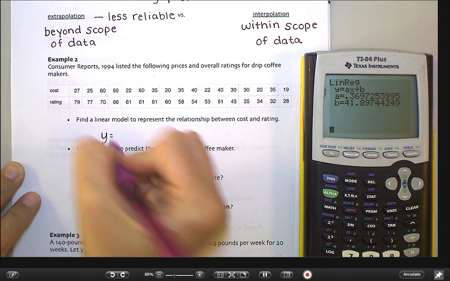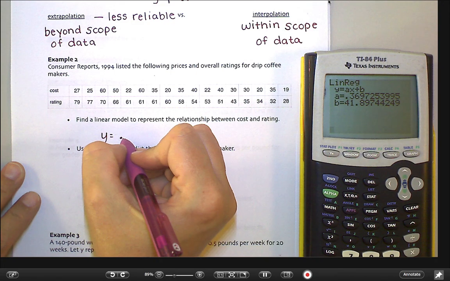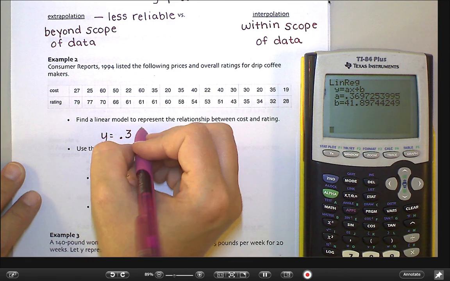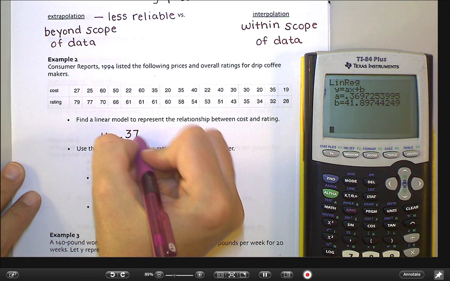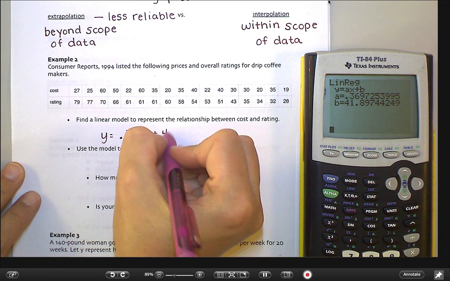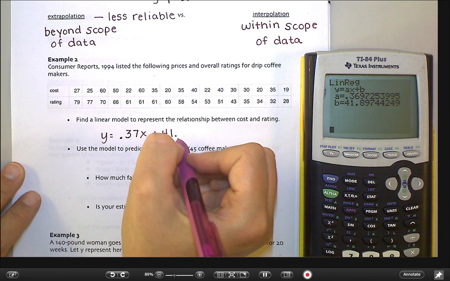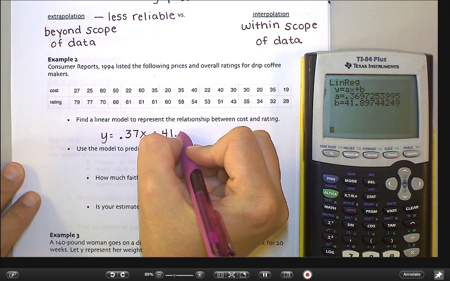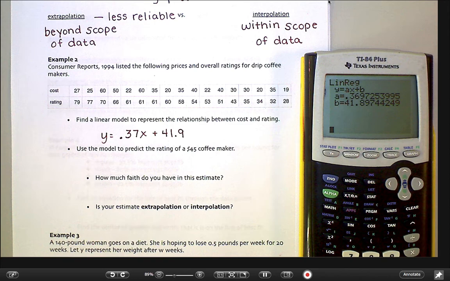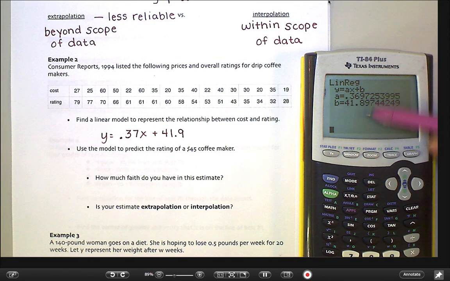Y equals, let's see, I try not to round these too much, but I've got that 9 in there. So I'm going to go 0.37x plus 41 point, and again, my rounding is going to be messed up. So we'll just go 41.9. Okay? 0.37x plus 41.9. That came from these numbers here.